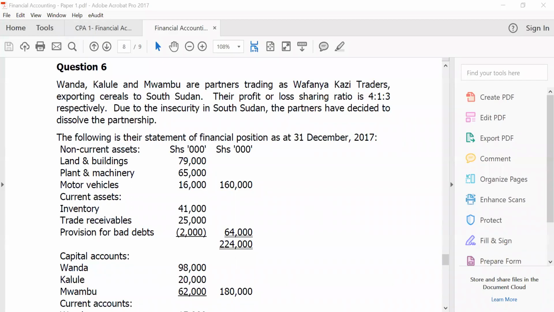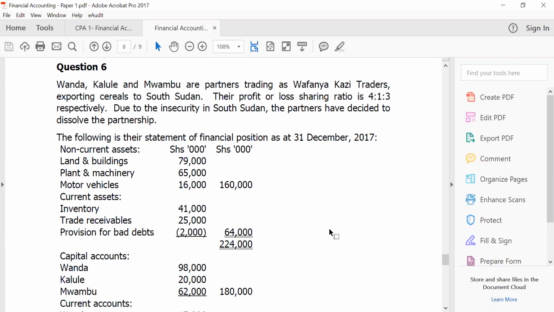Okay, so welcome to financial accounting revision. Today we want to look at partnership, and more specifically where partnership is closing and we have the realization account being prepared. So I just want to provide you guidance because this is an area where the examiner may want to test you in the coming exams.